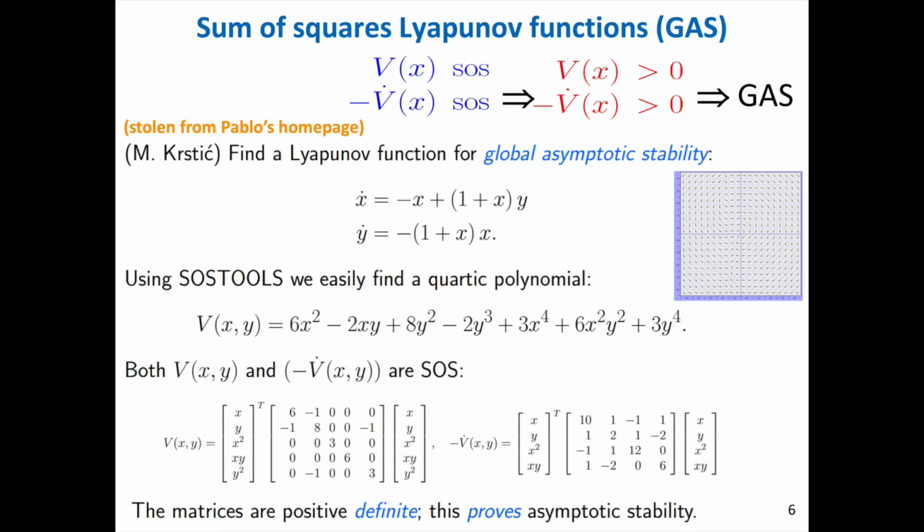And the way it did it was by solving in the background the semi-definite program. This is what I had on the board. So it finds these two matrices, one for V, one for minus V dot. Both of these matrices are positive definite, and that proves these inequalities. End of story, the system is globally stable.